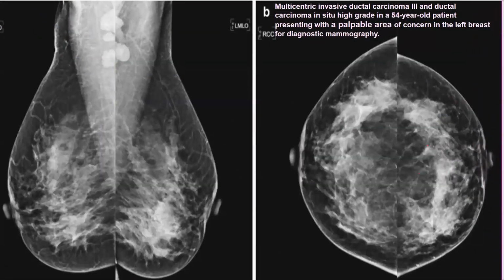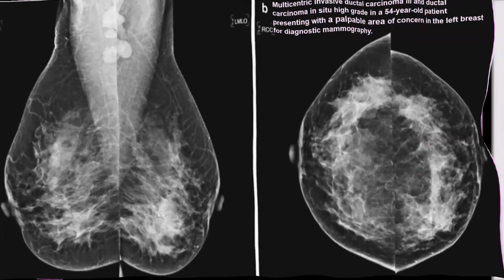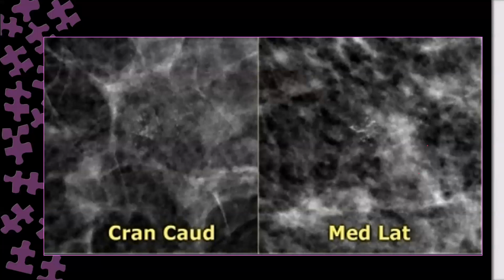You can revise again the standard view. Compare it with a spot. Okay. Next.